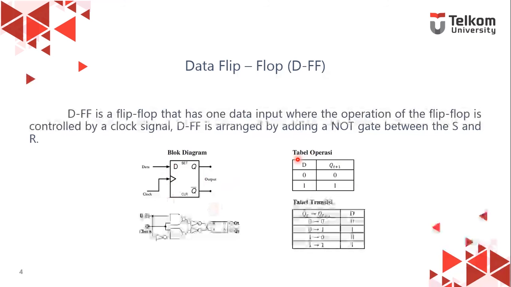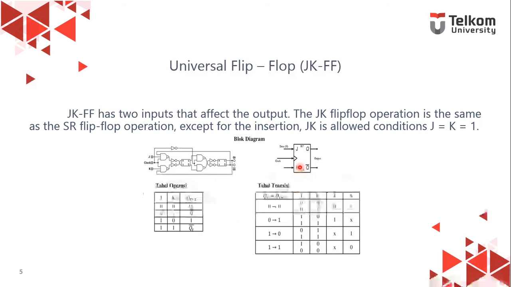So the truth table is like this. For the D flip-flop, if the input is 0, the output will be 0, and if the input is 1, the output will be 1. This is the simple idea of the data flip-flop. They just pass the data from the input to the output because there is no change between input and output. The third is the universal flip-flop, or JK flip-flop.